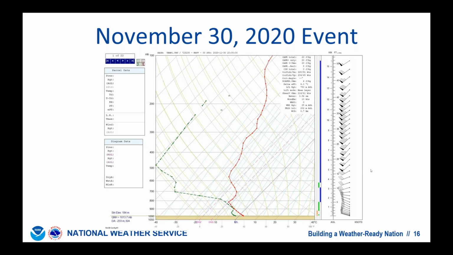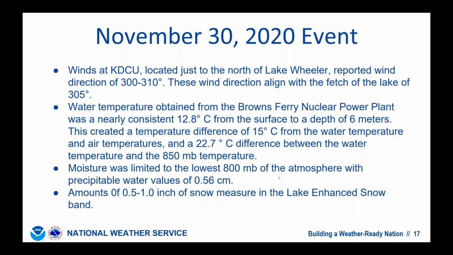So winds at KDCU, the Decatur ASOS, located just to the north of Lake Wheeler, were nearly identical to that prime fetch angle. I mentioned water temperature data. Sorry, I haven't brought that up yet, but water temperature data obtained from Browns Ferry Nuclear Plant was nearly consistent.